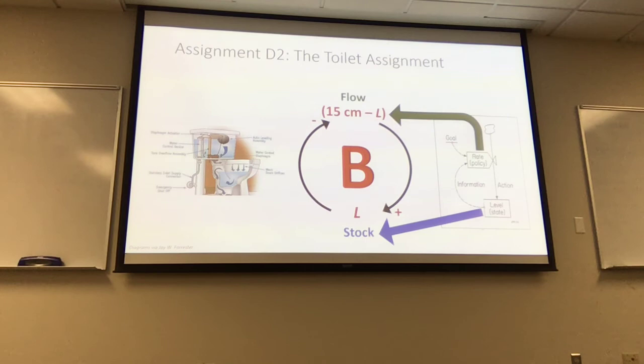I would call C10 minus D10 a net flow, and C10 would be the inflow, so D10 would be the outflow. Yes, that's kind of what I would draw. The flow is 15 minus L, where L is the stock.